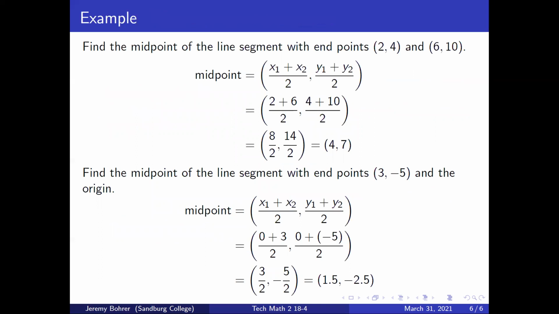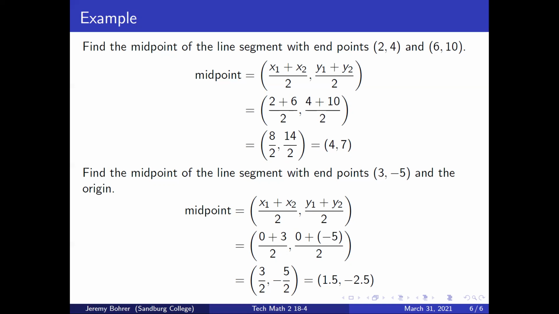Find the midpoint of the line segment with endpoints 2, 4, and 6, 10. The midpoint is x1 plus x2 over 2, y1 plus y2 over 2. So that's 2 plus 6 over 2, 4 plus 10 over 2, which is 8 over 2, 14 over 2, or 4, 7.